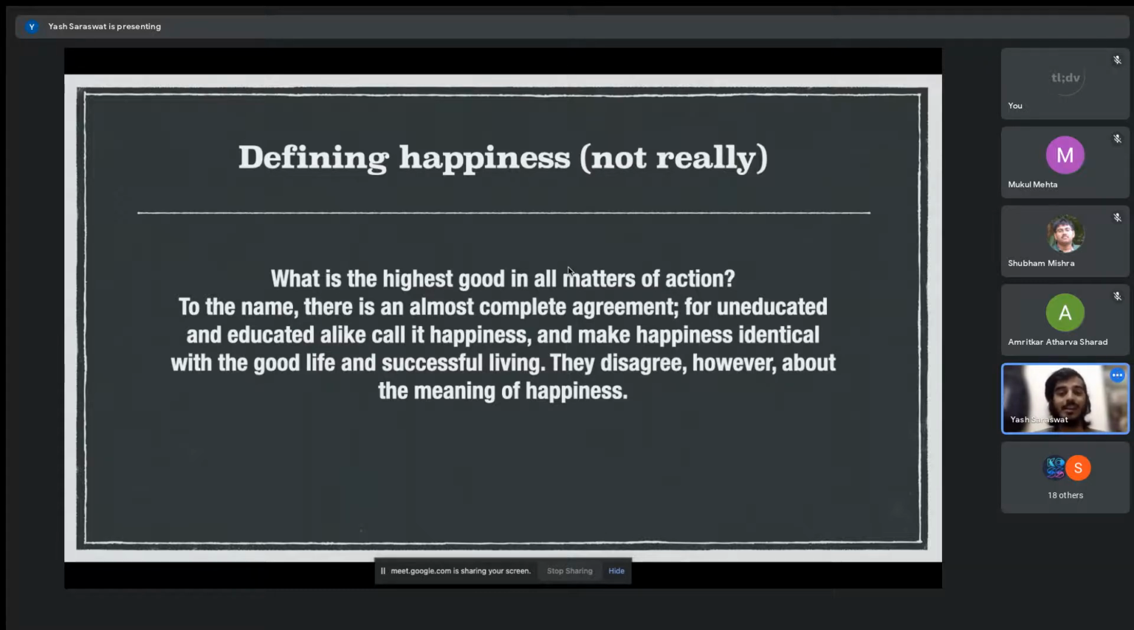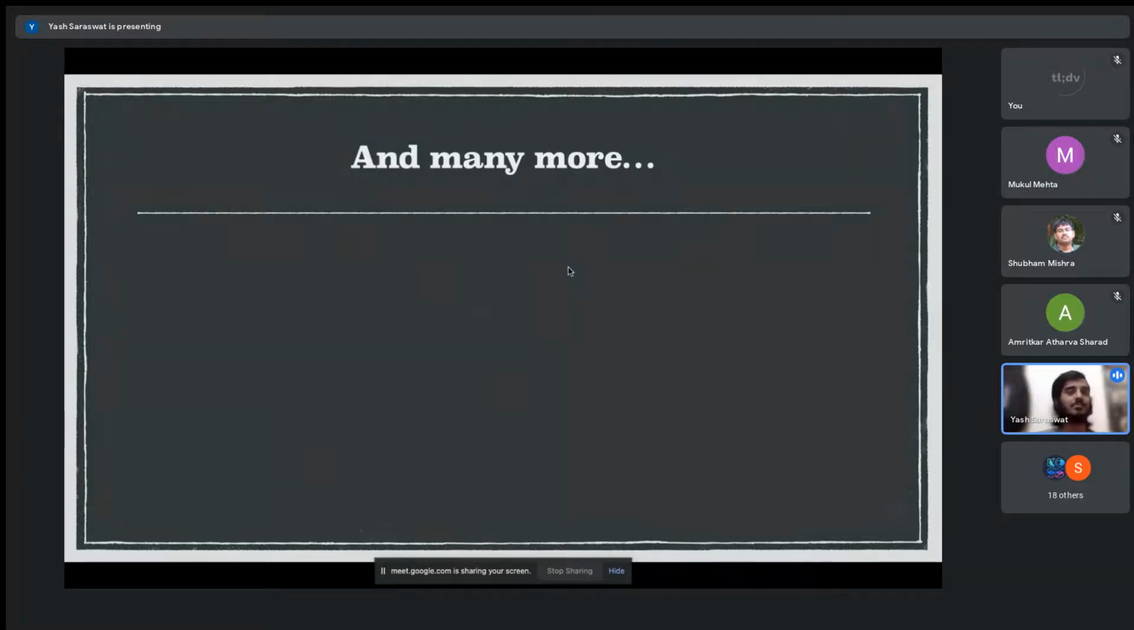But the final line is where the catch comes in. They disagree, however, about the meaning of happiness. So people don't really agree what happiness means. They know, okay, I want to do this to be happy, but what is happiness? And that is what he points out, that no one agrees on the meaning of happiness. For every different person, it's different. And this pretty much sums up ancient Western philosophies over the meaning of life.